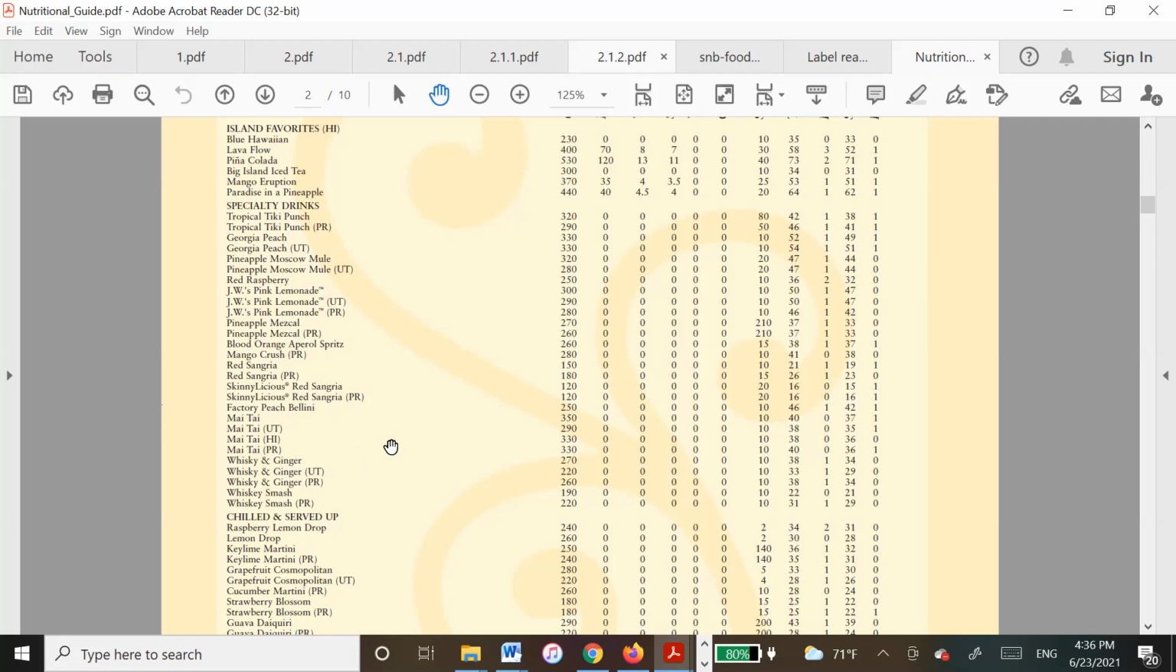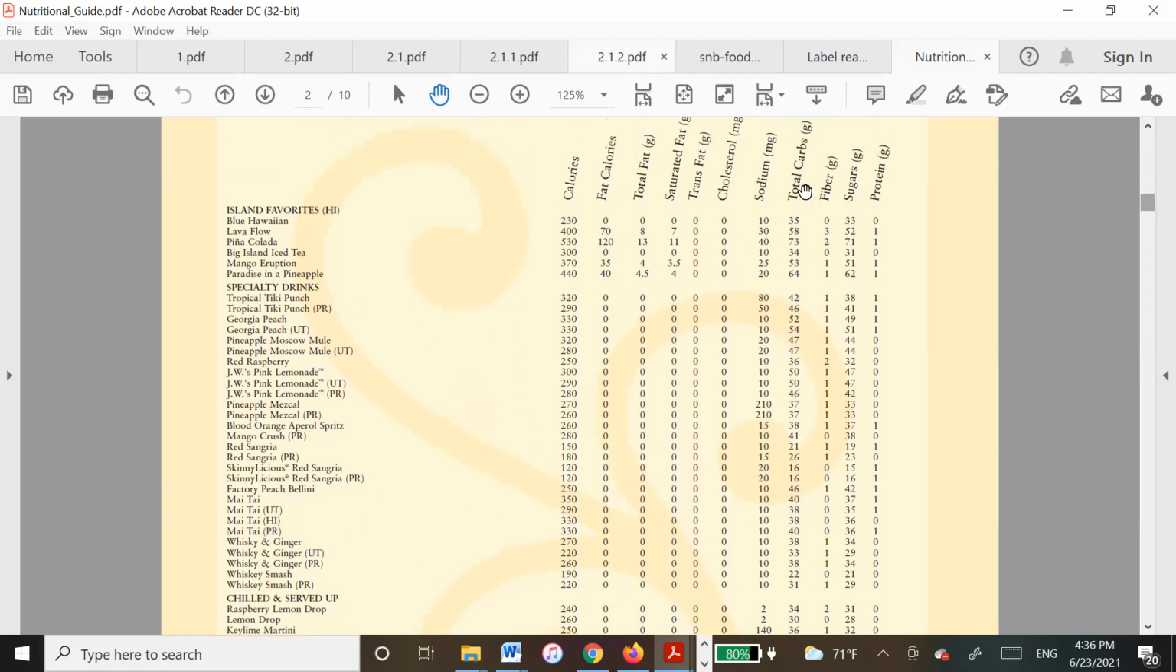So I'm going to go ahead and use the Mai Tai. And as we can see, this one is around 290 calories. The way I know that is because I matched the calorie number here with the food here.